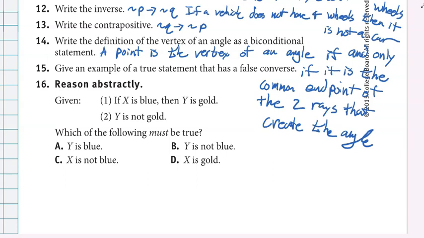Number 16, given if x is blue, then y is gold, and y is not gold, which of the following must be true? Okay, well, this one's pretty easy. We know that y is not gold, so the only way y would have been gold is if x was blue. So we know that x is not blue. I know that for sure, because if x was blue, then y would be gold, and y is not gold.